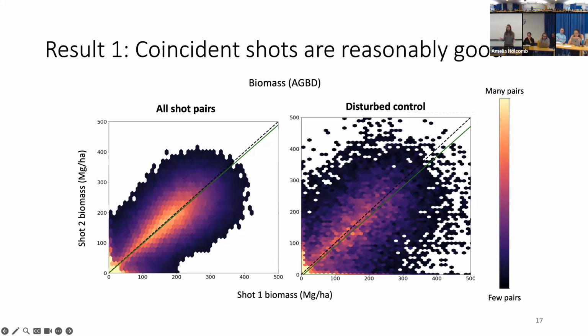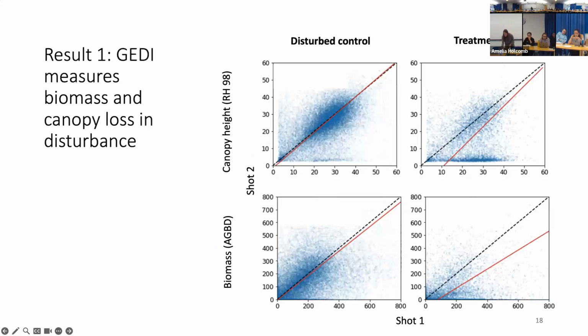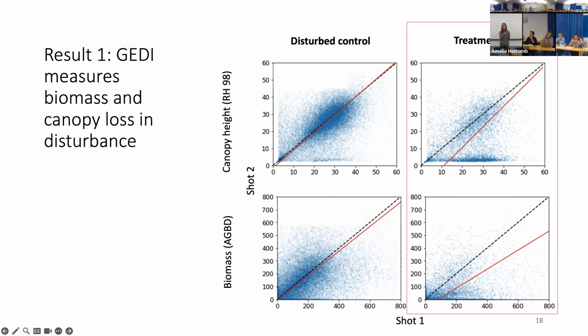But moving forward, even with this small bias, when we compared that disturbed control over here to shot pairs that experienced intervening disturbance over here, we found that the differences were substantial. Mean biomass loss and canopy height loss was greater in the treatment group than in the disturbed forest control group. And this held even when we restricted the disturbances to only those where a single pixel in the RAD or the AFC maps was marked as disturbed.